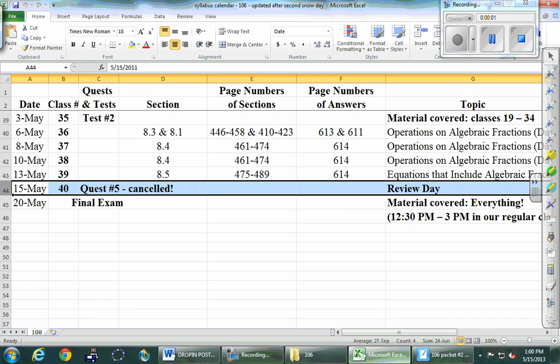So we'll begin with our very last look at the calendar. This is the last day of the semester, not just this class, but any class. We canceled quest number 5 because of all the snow days. Today is our full period review day.